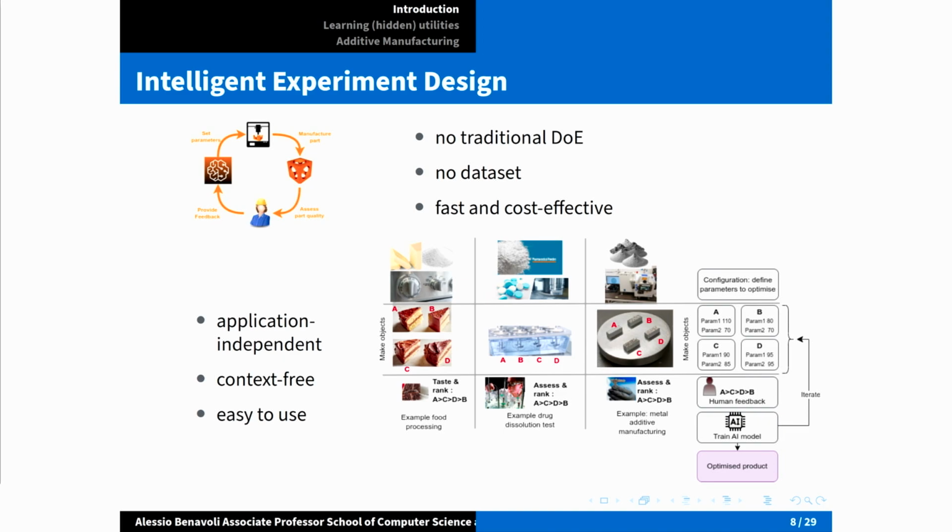So what does it mean? I can apply this idea to different domains. For instance, I can make a cake. My ingredients are sugar, butter, and oven temperature. I make 4 cakes with different recipes. Then there is a person that tests and says, A is better than C, better than D, better than B. And I use this information in my AI model to propose a new recipe in a way that optimizes the test.